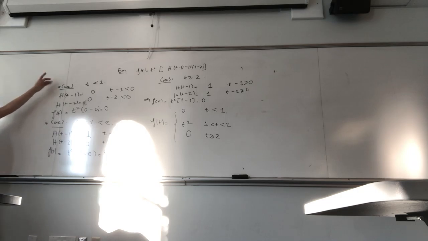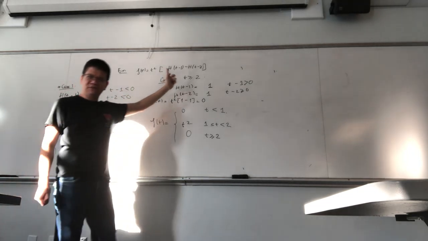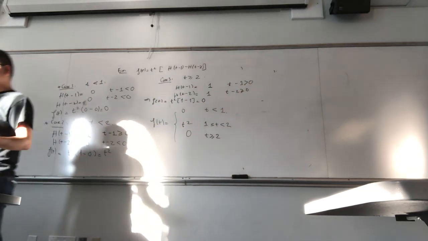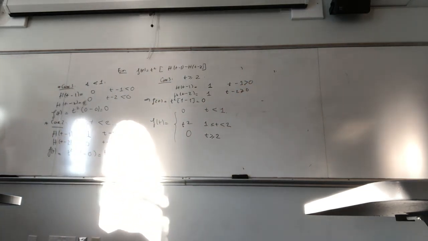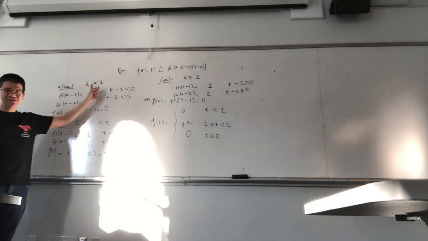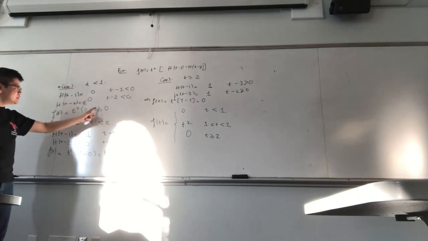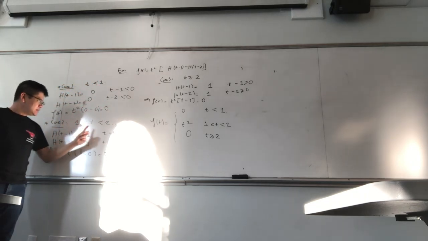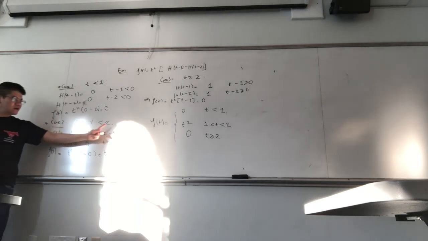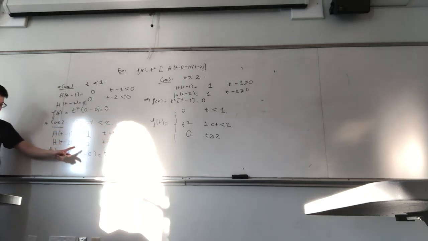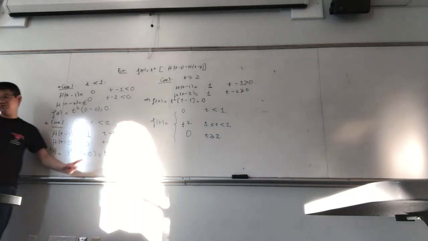So in this example, we have t squared times the difference between two Heaviside functions. So what you have to do is to consider the cases with respect to the values of these Heaviside functions. The first case, t is smaller than 1. In this case, the two Heaviside functions are 0, which means that function f is 0. In the second case, t is bigger than 1 and t is smaller than 2. The first Heaviside function is 1 and the second one is 0. The difference is 1, so the function is t squared.